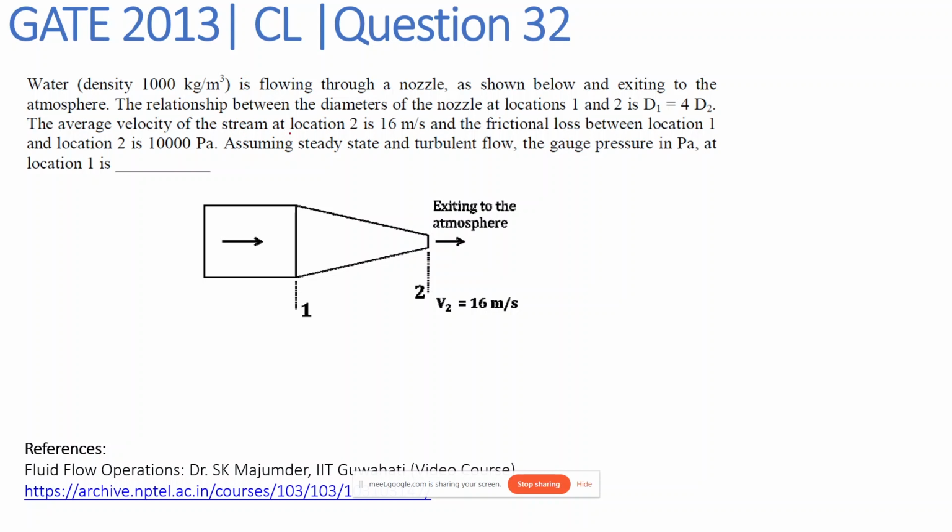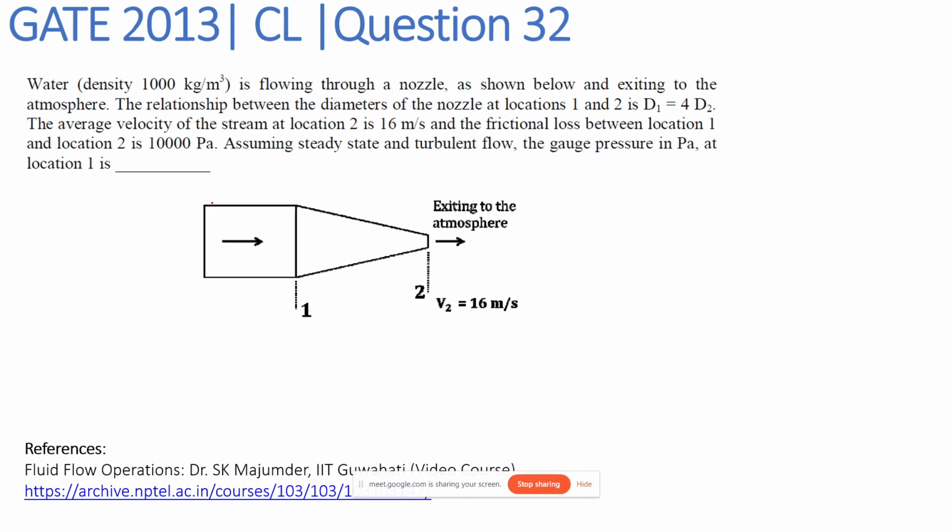The average velocity of the stream at location 2 is 16 meter per second, and the friction loss between location 1 and location 2 is 10,000 Pascal. Assuming steady state and turbulent flow, the gauge pressure in Pascal at location 1 is dash.